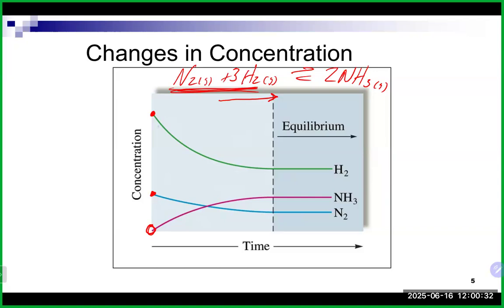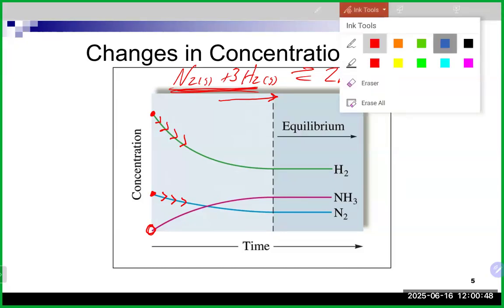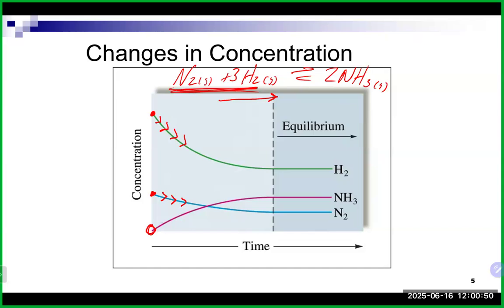The result of that is, as you would expect, if you start to make products, the only way to do that is to use reactants. So we would expect our reactant concentration to start to decline over time. We will expect to see it come down. At the same time, we would expect to see our product concentration start to increase with time.